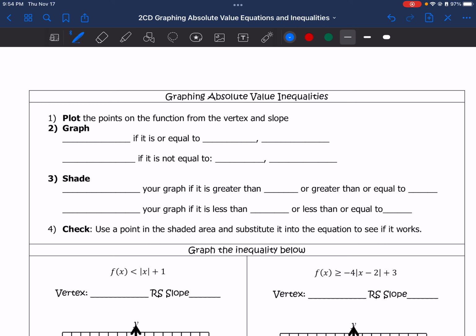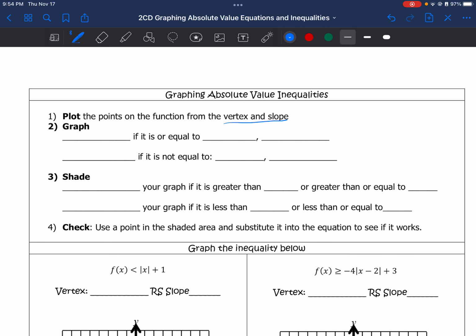Here I said to use the vertex and the slope, but there will be times where I ask you to use a table to find both coordinates. So you're not always going to use the vertex and the slope, but in our case we are just going to use it. But always do the table method as practice so that you get the hang of it. So we're going to plot the points of the function from the vertex of our graph. Now, after we plot those points, we're going to graph our absolute value inequality.